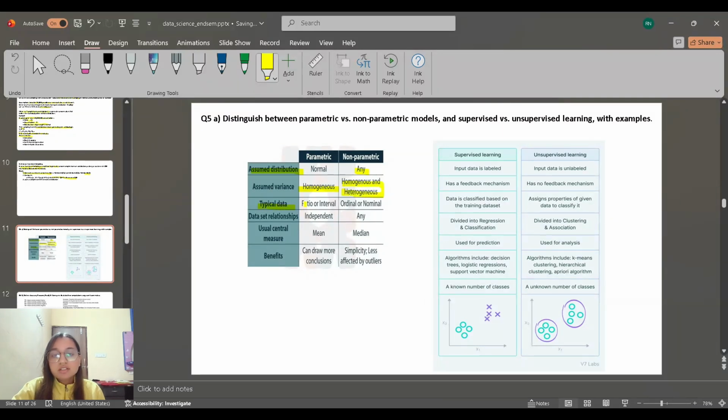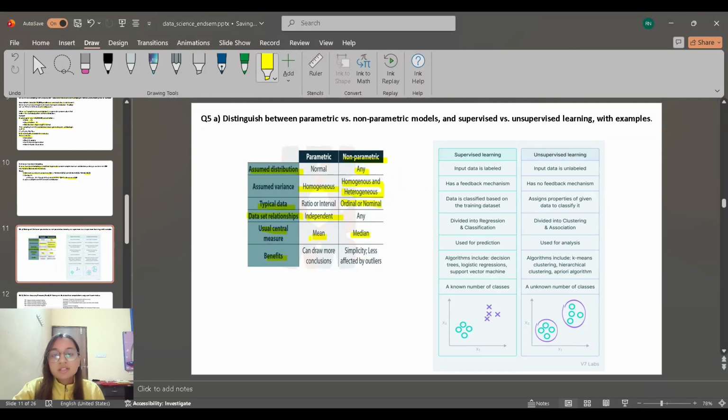Typically, data in parametric is ratio or interval and in non-parametric is ordinal or nominal. Dataset relationship is independent in parametric, and it can be dependent or independent in non-parametric. Usual central measure: for parametric it is mean, and for non-parametric it is median.